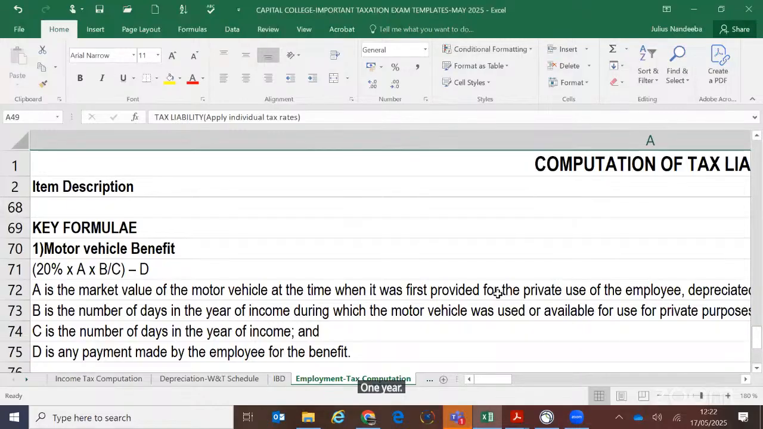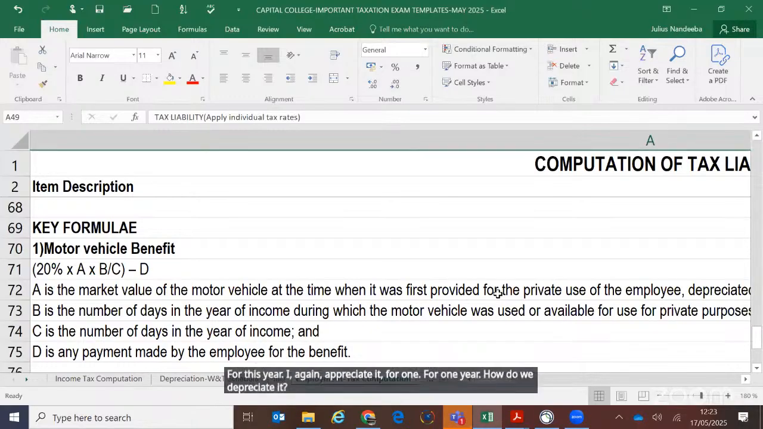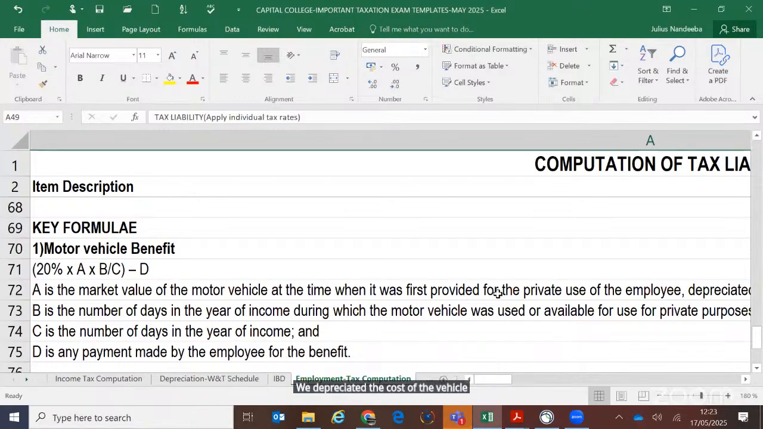I am the same employee. They gave me that vehicle last year. I used it last year. But I am now using it this year, and I'm calculating tax for this year. I again depreciate it for 1 year. How do we depreciate it? We depreciate the cost of the vehicle using reducing balance basis. And the rate of depreciation is 35%.